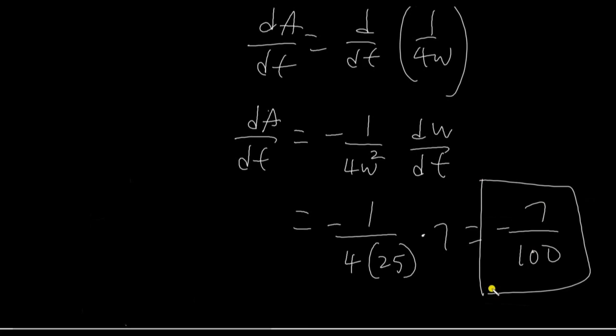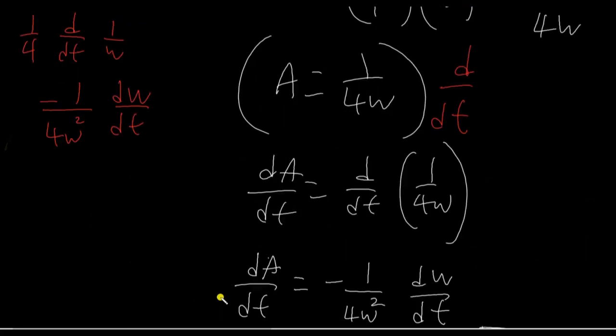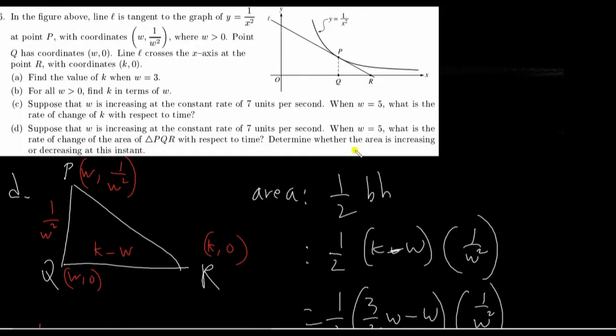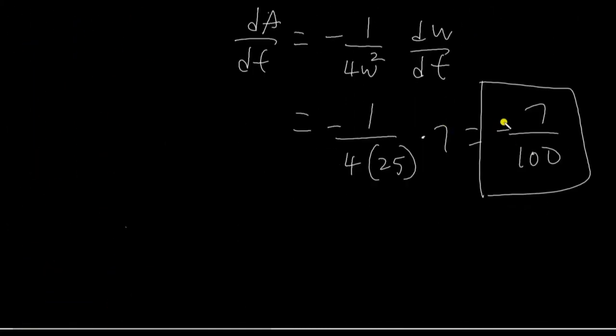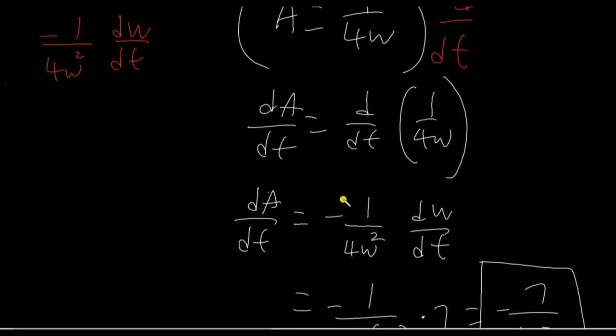That's the rate of change of the area. And then they also wanted to know, is the area increasing or decreasing at this instant? Well, since the derivative of area with respect to time is negative, that means at this point, area is decreasing as time increases. So since dA/dt at w equals 5 is less than 0, the area is decreasing. You'd want to write that out.